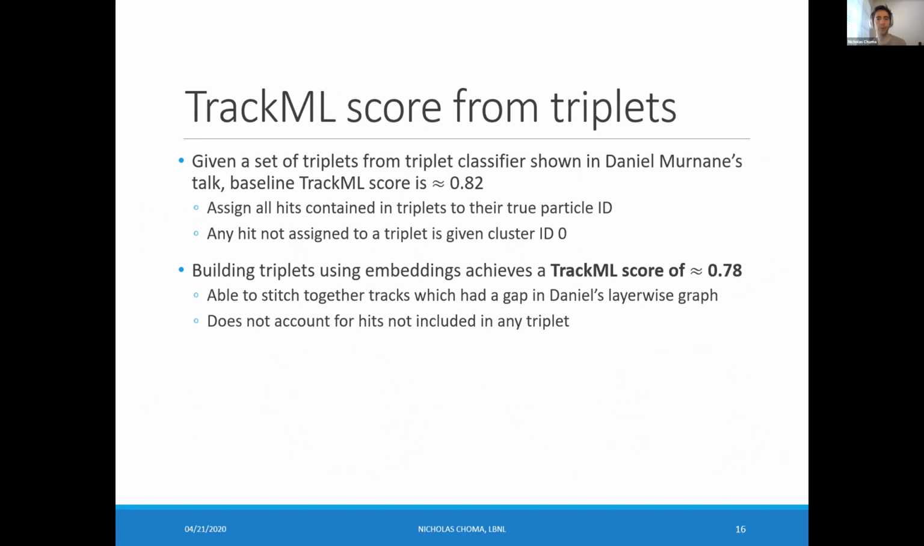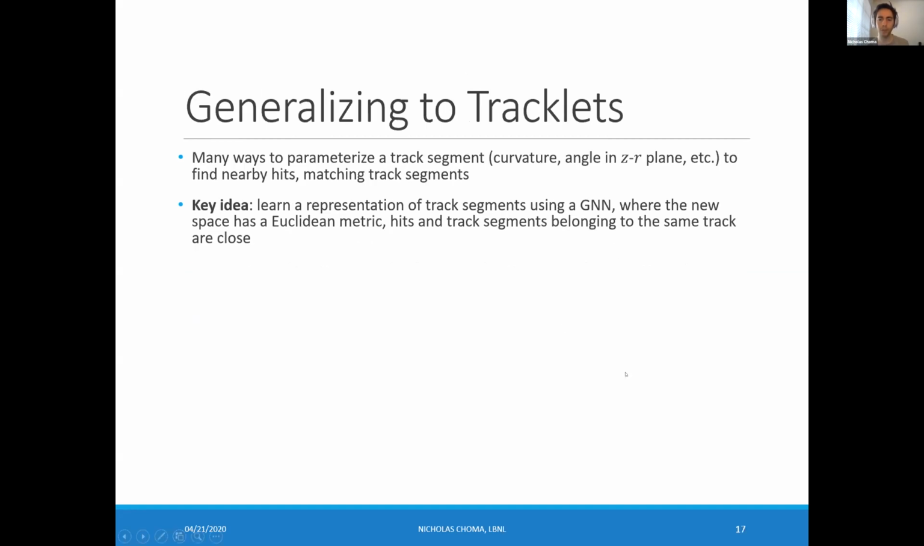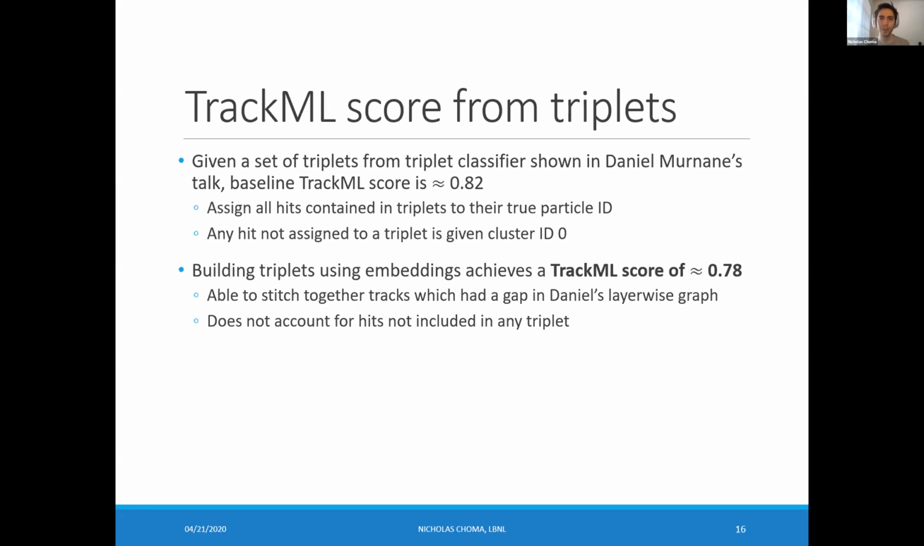With this learned track building using triplets, the best we can do with track ML is about 0.78. Now that isn't extremely good. However, given that the best we could possibly do is 0.82, we're actually able to recover quite a bit.